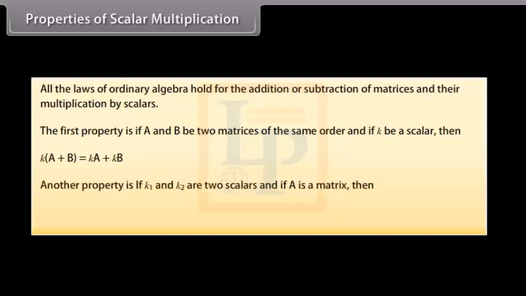Another property is, if K1 and K2 are two scalars and A is a matrix, then K1 plus K2 into A is equal to K1 into A plus K2 into A, and K1 into K2A is equal to K2 into K1A.